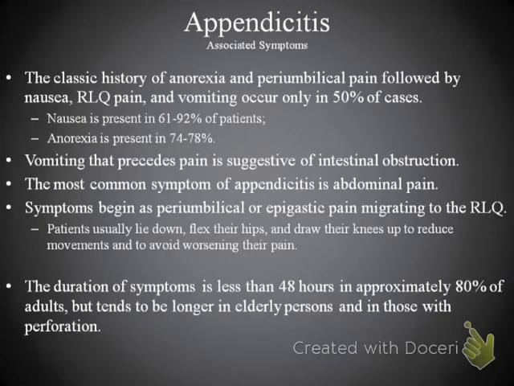So what are the symptoms of appendicitis? The classic history of anorexia and paraumbilical pain, followed by nausea, right lower quadrant pain, and vomiting, occur only in 50% of the cases. Nausea is present in 61 to 92%. Anorexia is present in 74 to 78%. Vomiting that precedes pain is suggestive of intestinal obstruction.